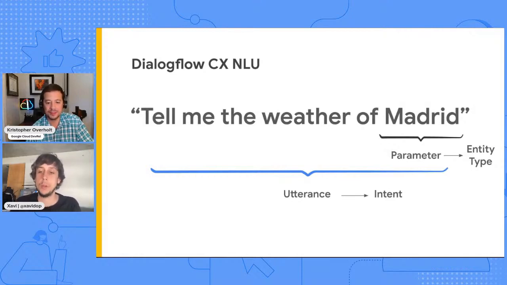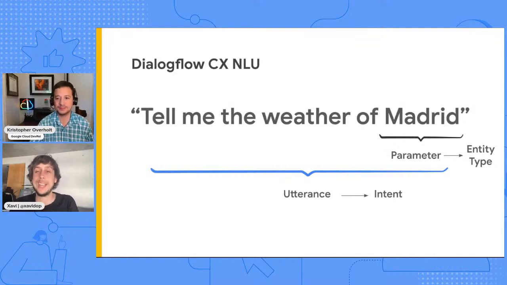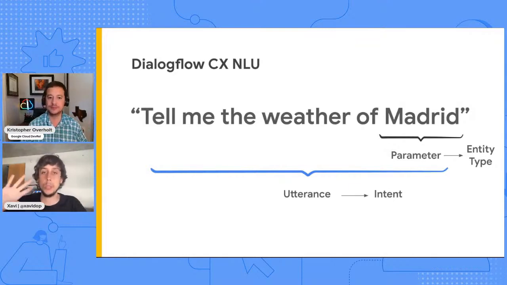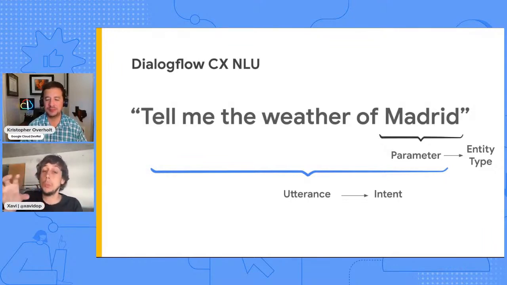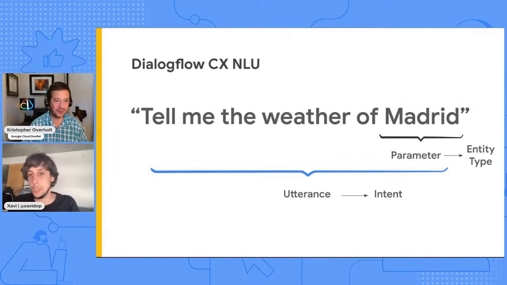For instance, tell me the weather of Madrid, or just Madrid. If we are building an assistant for the weather, that could be just Madrid, so we can know, based on the assistant's context system of the conversation, that the user is requesting the weather of Madrid. So those multiple utterances are requesting the same intent.